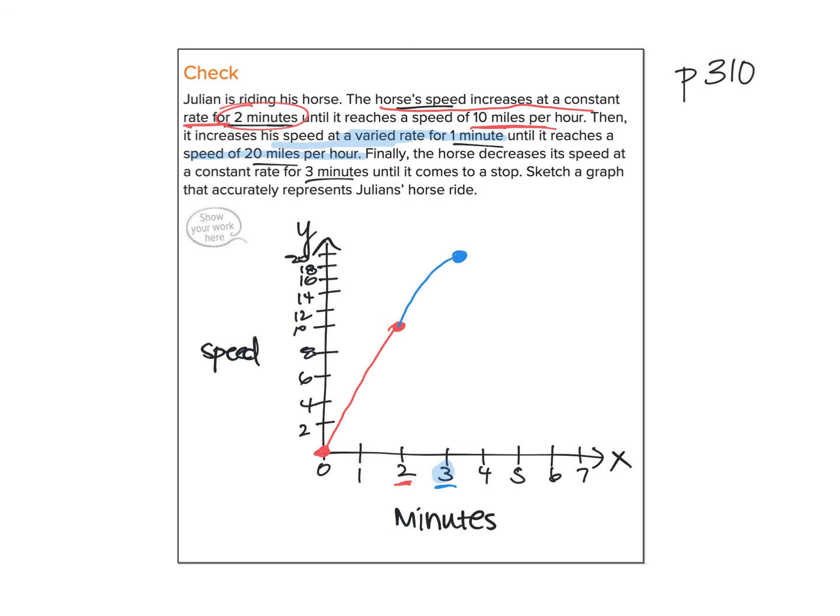Okay, finally, I'll do the last part in green. It decreases its speed at a constant rate for 3 minutes. So if I'm at 3 minutes, I got to get to 6 minutes until it comes to a stop. That means it's going to get all the way down here. It's not going to be moving. And it's at a constant rate, so that would be a straight line. So it's going to go down straight like that. You just drew a qualitative graph.